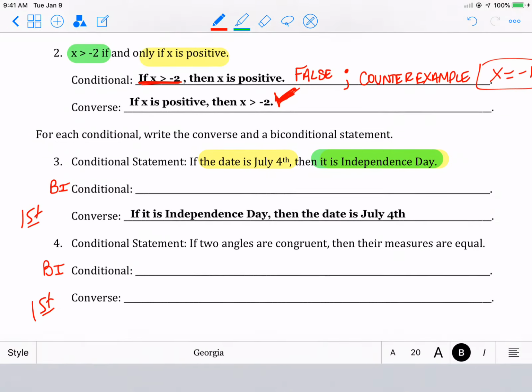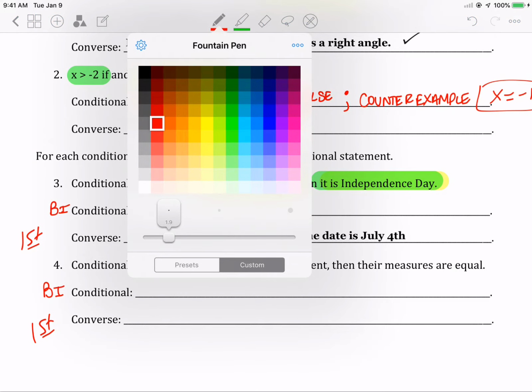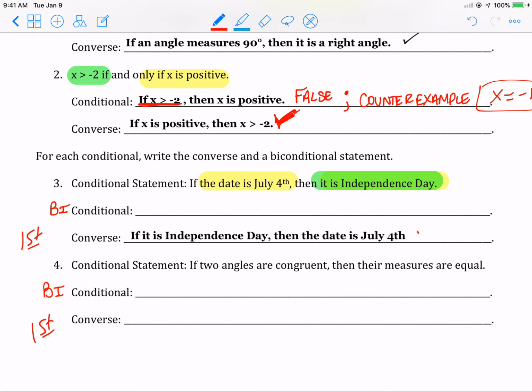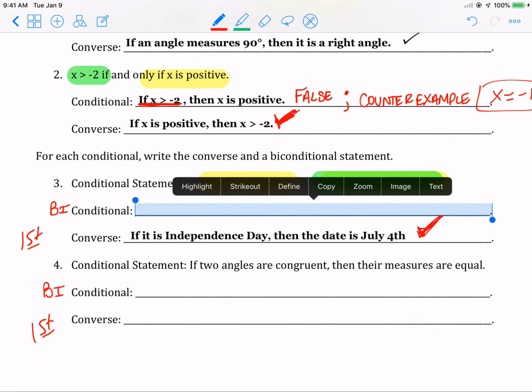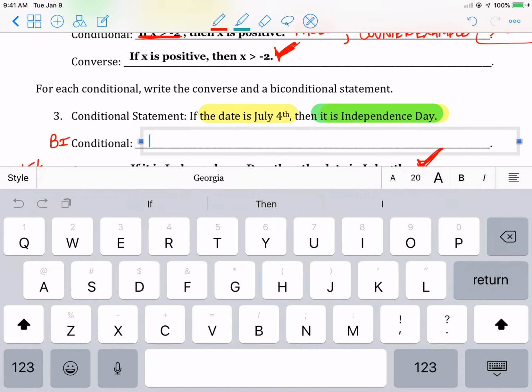So, is that a true statement? Absolutely. We love to shoot fireworks and hang out with our friends and family on Independence Day, which is also July 4th. So, because of that, we can create our biconditional statement.